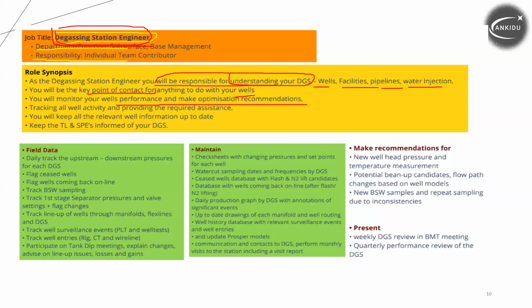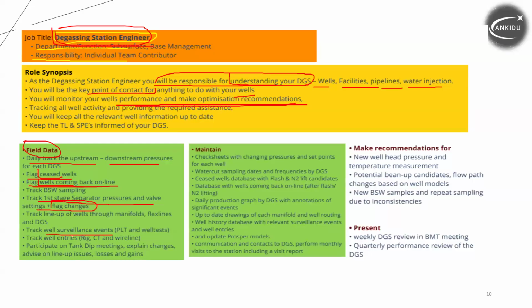So what do I need to do these things perfectly? Field data. I need field data because otherwise, if I don't have these data, I cannot do my work very well. So daily track the upstream pressures, flag seized wells, flag wells coming back. Some wells are seized, and maybe I can put them online again because I'm doing the optimization recommendation. Okay, so what are the pressures in the degassing itself? Do I need to flag any changes in the pressure regime for the wells for the degassing?